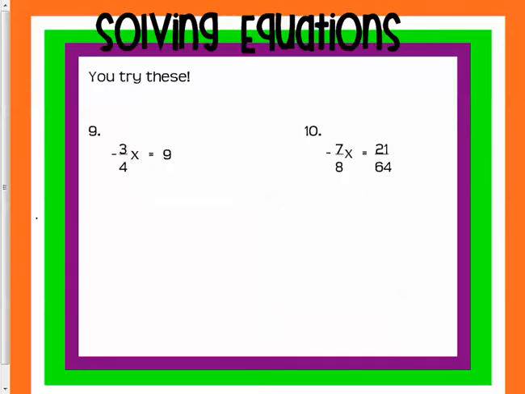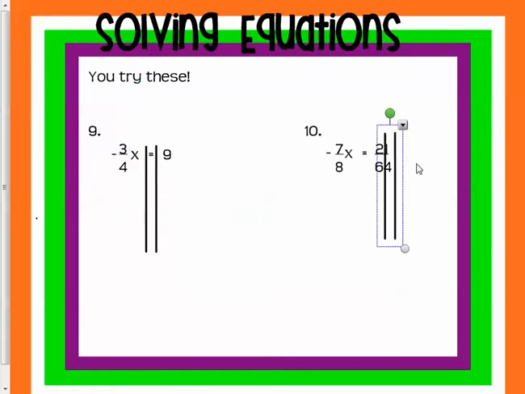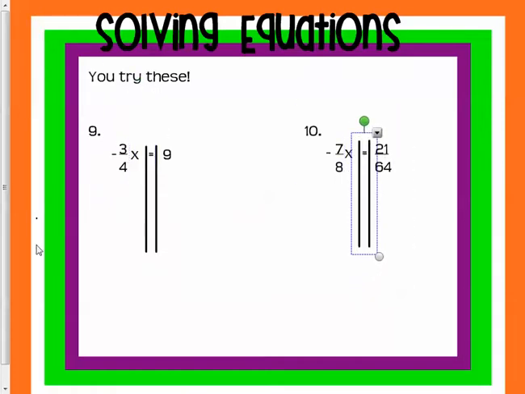Okay, your turn for these two. Go ahead, grab your calculator, draw your streets, and make sure that you check your work. When you're finished, grab your red pen and watch what I do. Okay, both of these are going to be dividing by fractions. So when I divide, I get negative 12.